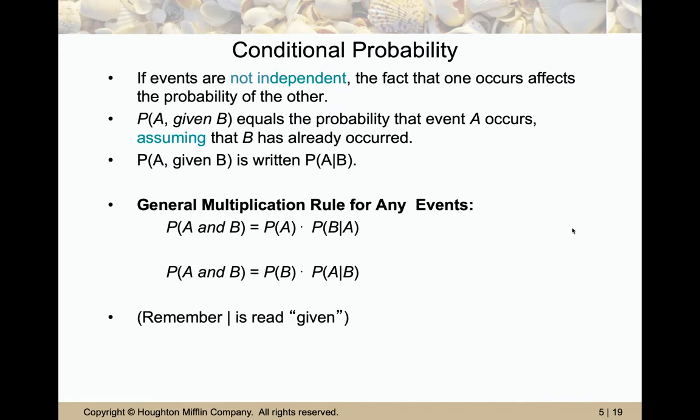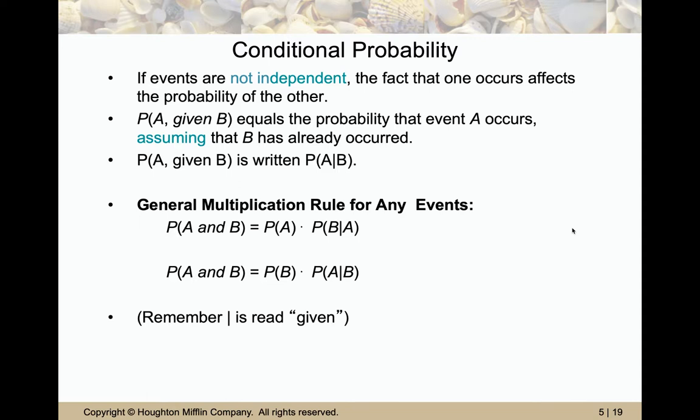If events are not independent, which is most of the time, the fact that one occurs affects the probability of the other. P(A|B) equals the probability that event A occurs, assuming that B has already occurred. The probability of A given B is written P, parentheses, A, a little line, B, close parentheses, and it's read the probability of A given B.